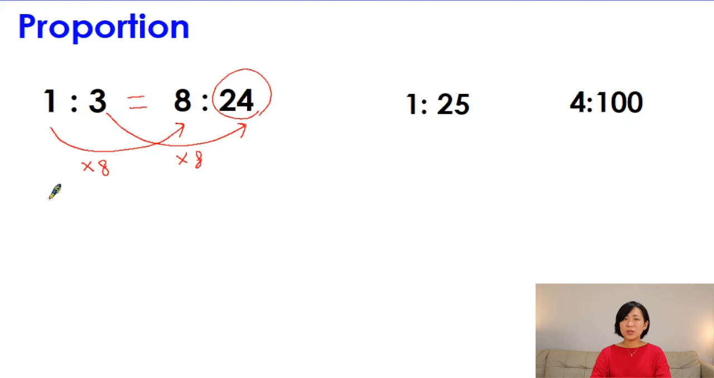And then let's double check with the fraction. So you've got 1/3, and then the other part as a fraction is 8/24. So 8/24 is equal to 1/3. That's why this is a proportion.